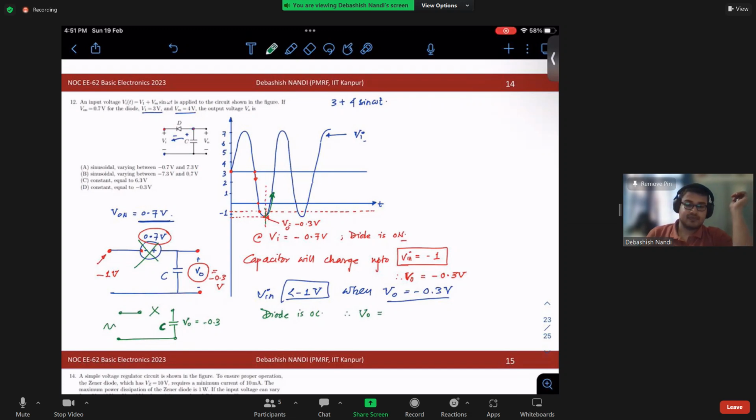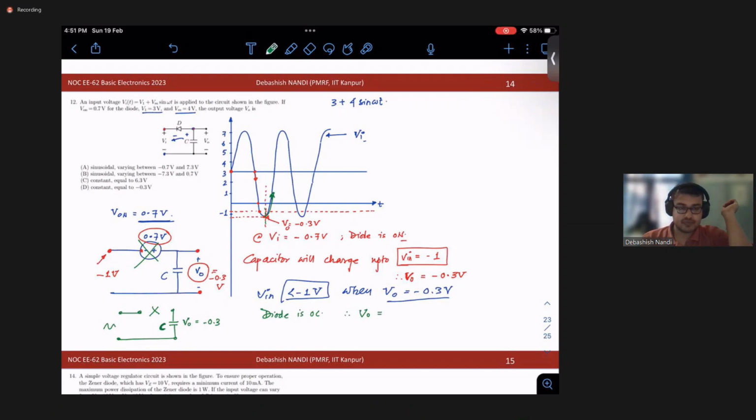No, there is no negative coming, right? Just think of it this way. You have pumped current into the capacitor, it has charged up and it is storing minus 0.3 volt.